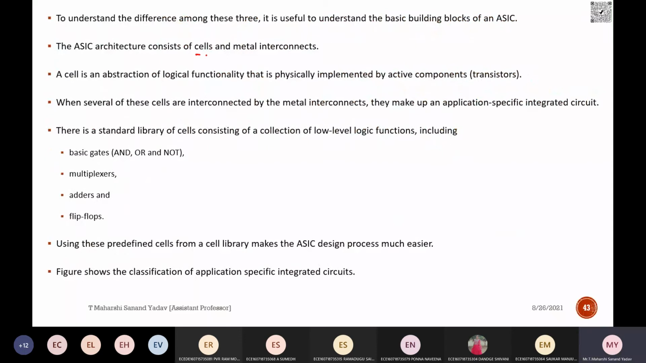In an ASIC, the important parts are cells followed by metal interconnects. A cell is an abstraction of logical functionality that is physically implemented by active components, which are transistors. When several of these cells are interconnected by metal interconnects, they make up an application specific integrated circuit. The standard cell library, as you were already told, contains basic gates, multiplexers, adders, flip-flops; you can take all the combinational as well as sequential circuits within the standard cell library.